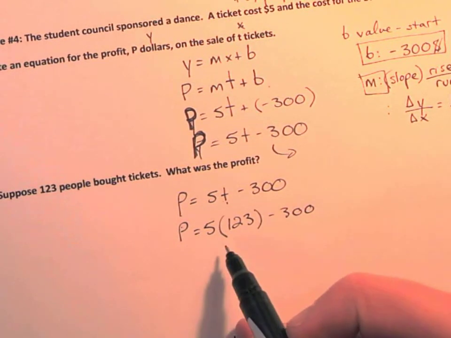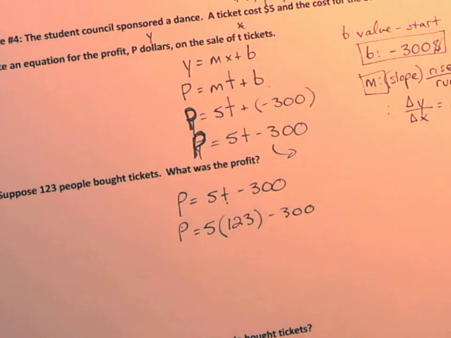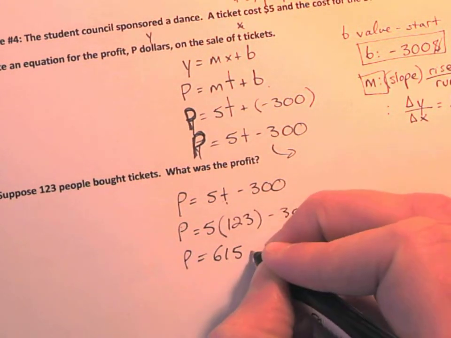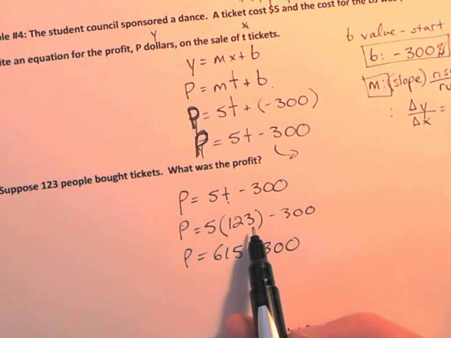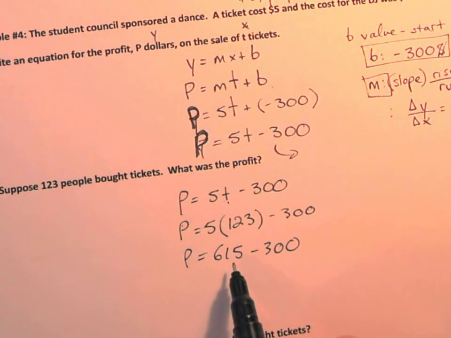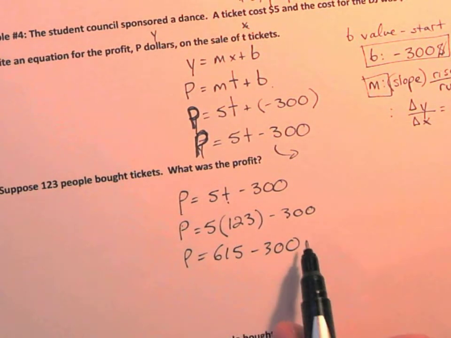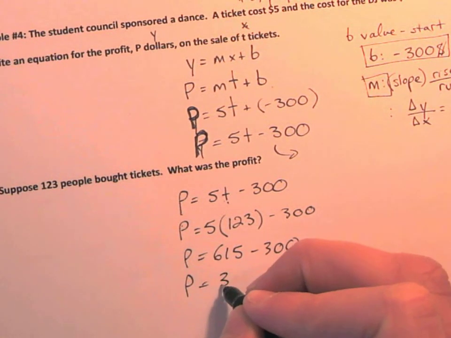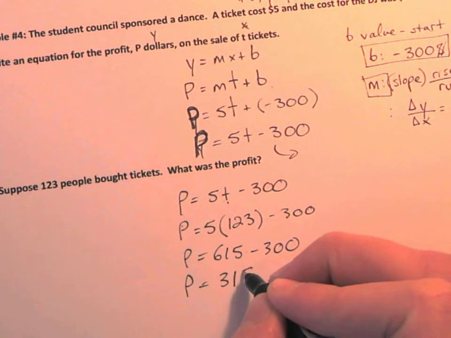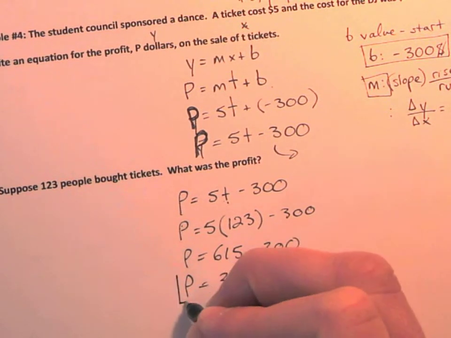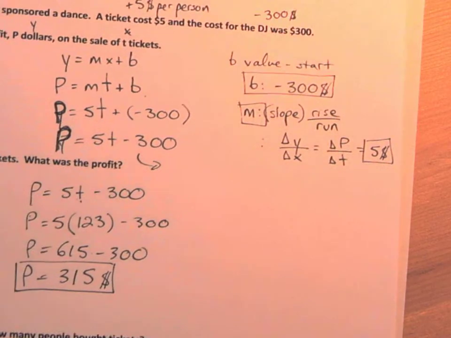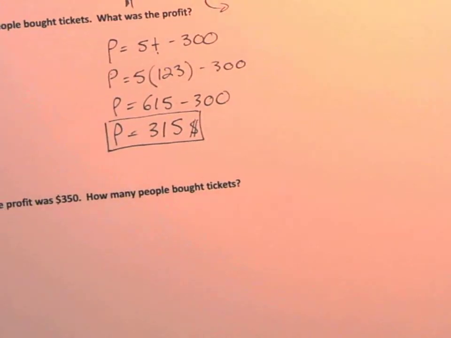So now we can solve for this by going 5 times 123. What's that? 615, so we can write P equals 615, and then write that negative 300 again. So overall, the money you get for 123 tickets is $615. We got to pay for that DJ, so that's minus 300. So our overall profit in the end is 615 minus 300, $315. So we are getting a profit in the end. Smart to make the dance. Everyone has fun, and you make money out of it as well.